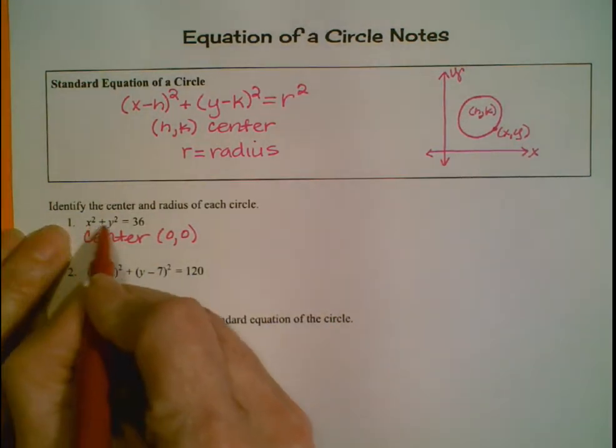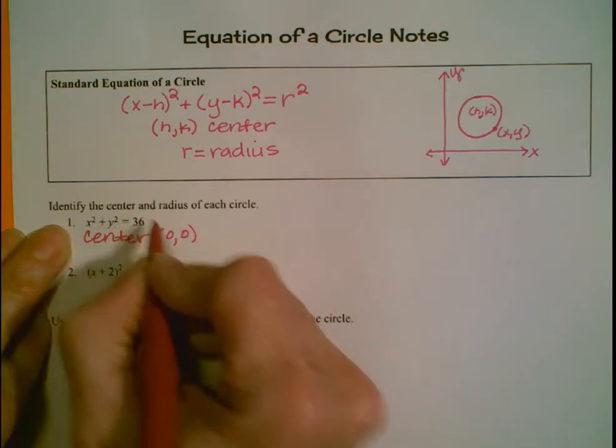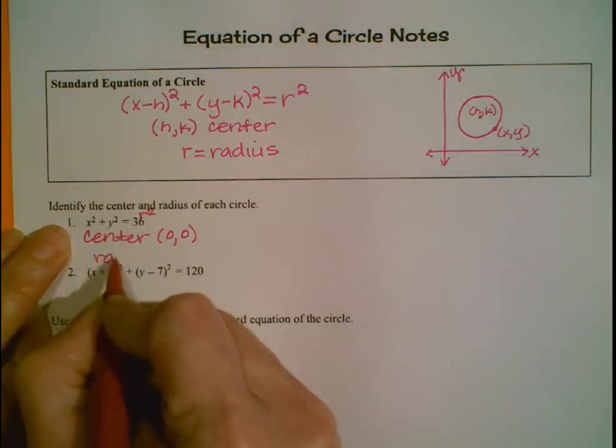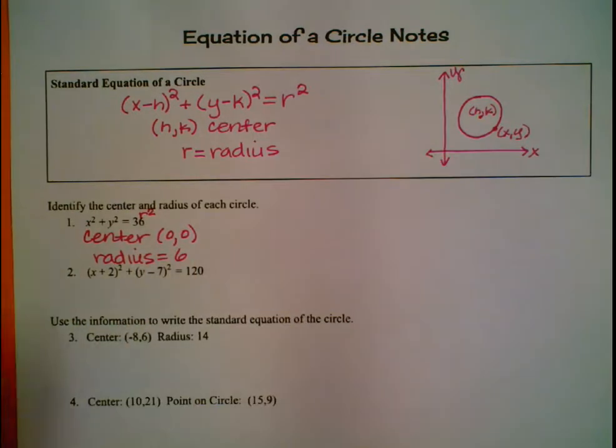In the standard form of the equation, on the right side, we have equals r squared. So if 36 is r squared, then the radius will be the square root of 36, or simply 6.